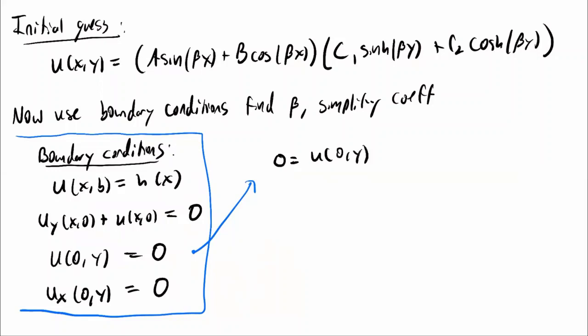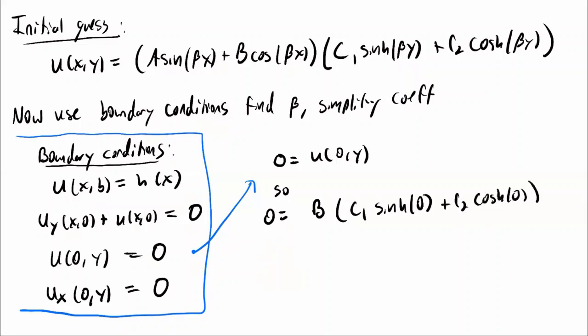What happens if I plug x equals 0 into the above equation? This tells me I need 0 is equal to b times cosine of 0. It doesn't matter what beta is, cosine of 0 is 1, so I just get b. And then I have c1 times hyperbolic sine of 0 plus c2 times hyperbolic cosine of 0.